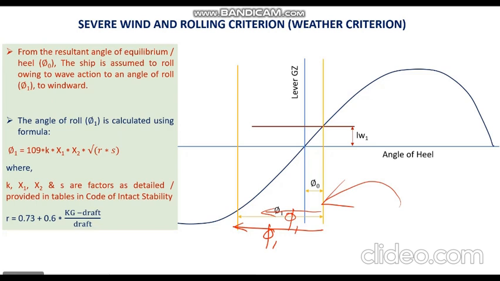But even if what is written in the second point is causing concern, you can say, because ultimately you should know from where phi 1 comes. Phi 1 will come out of some calculations, right? For the ship. So the angle phi 1 is calculated using the formulae and the tables given in the code of intact stability. Is that clear?